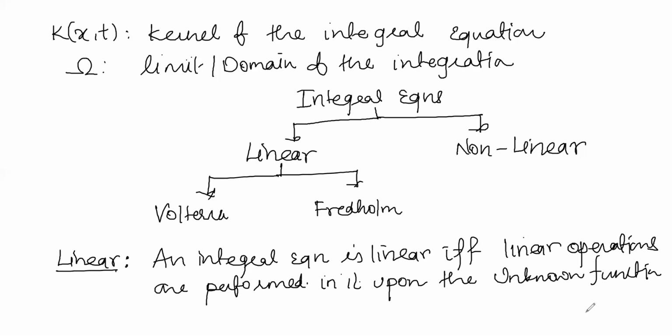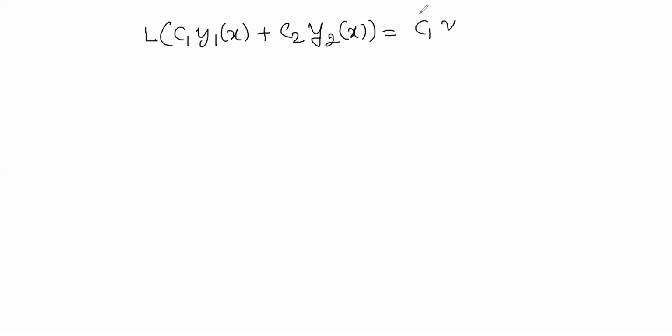Okay. That means, we know the definition of a linear transformation, that's the same as this one. So I have to say this: let's say y1 of x, so c1 times y1 of x plus c2 times y2 of x. If you can write it down like this, c1 times L of y1 of x plus c2 times L of y2 of x, just for checking the linearity.